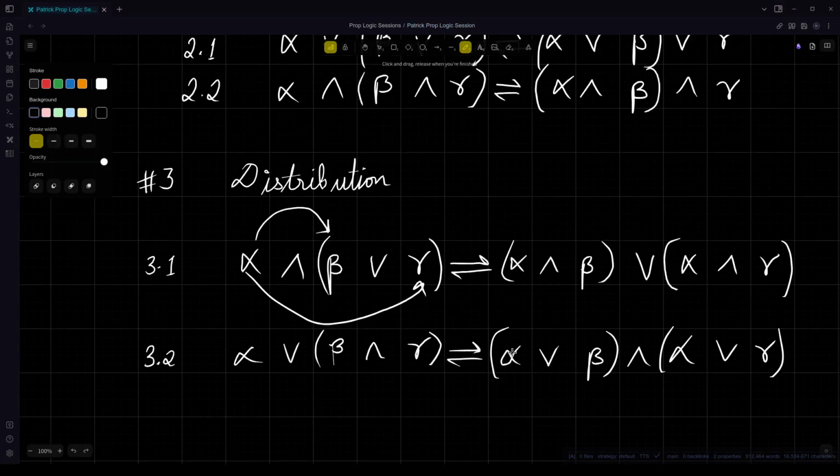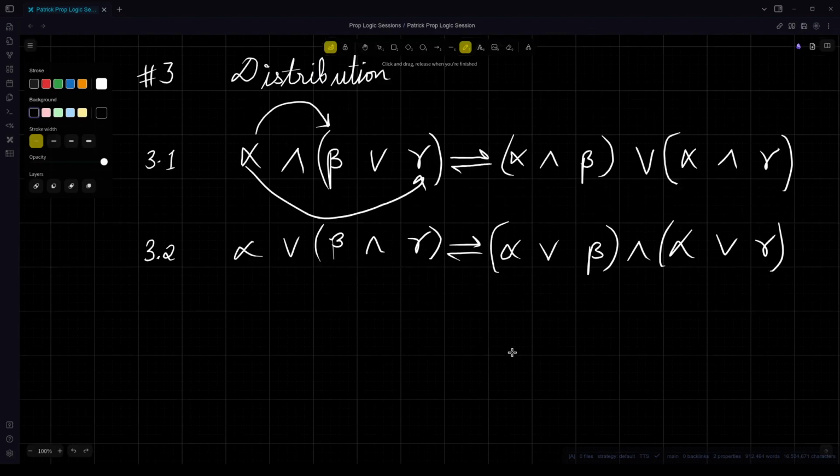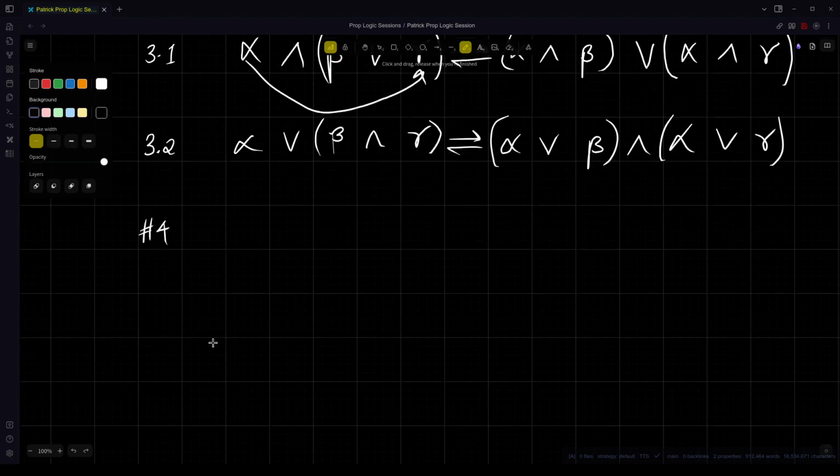We'll do four this time. We've done three. There's one more that we can do, and maybe a few problems. Let's move on to 4. This is called commutation or commutativity.